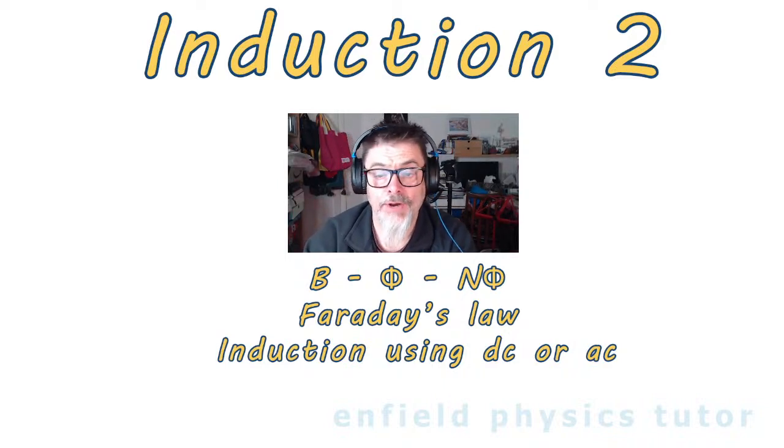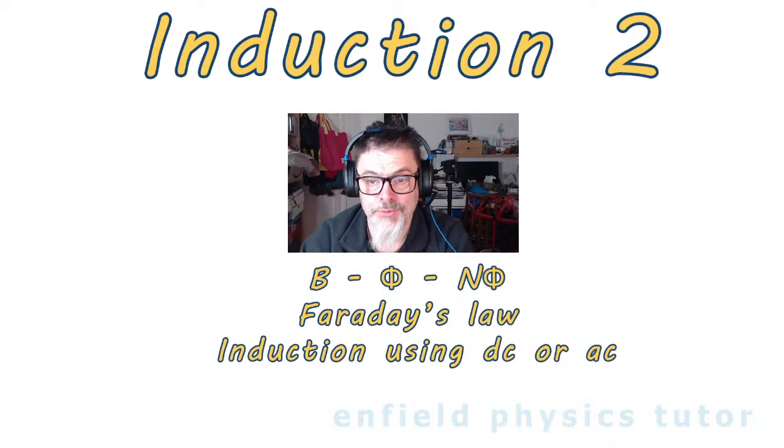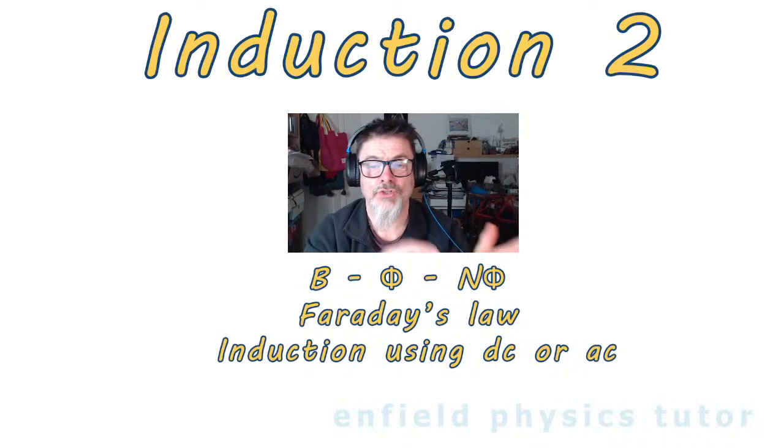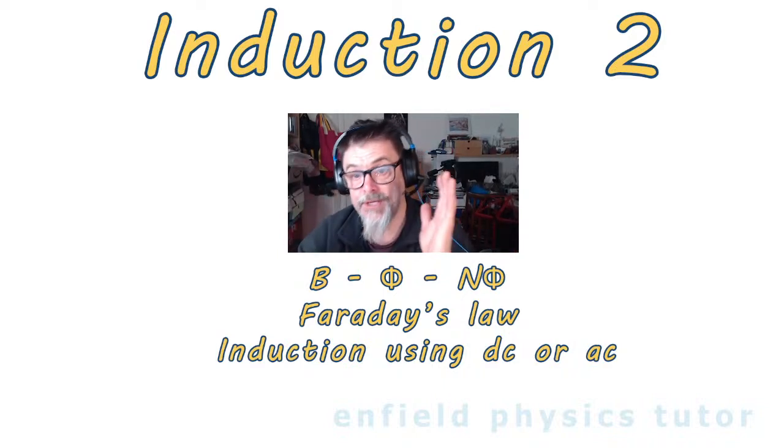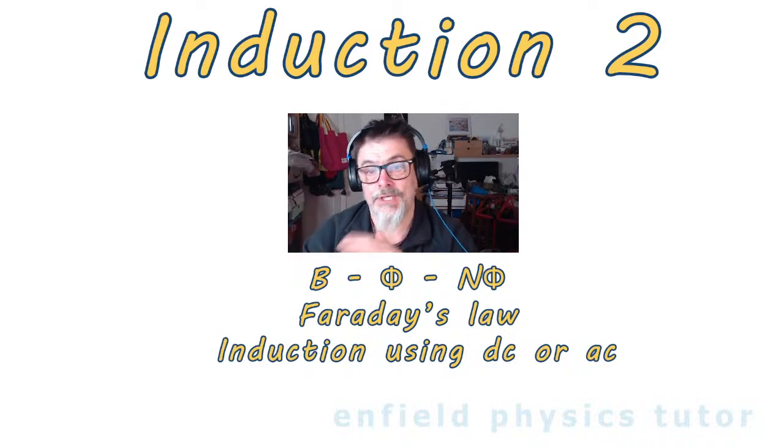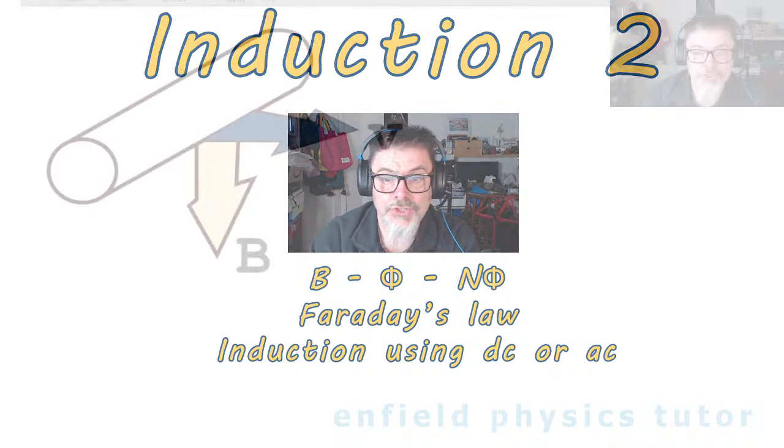Today we're going to carry on and look in a bit more detail at the difference between B, phi and N phi. We'll jump into Faraday's law and then use what we've learned to look in a bit more detail at what happens if you have a solenoid and a single coil and then you try and induce an EMF in the second using DC or AC in the solenoid. I find that students get quite confused about that because it's difficult. So let's jump straight in then.